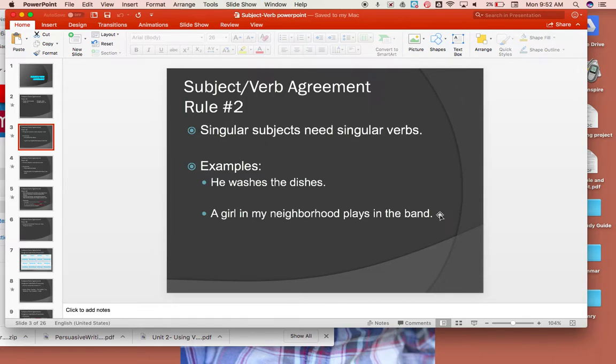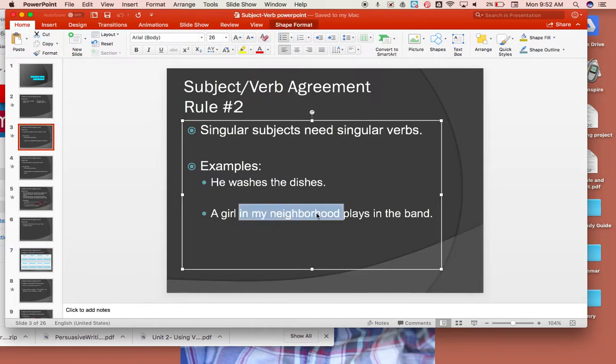Okay, this second sentence is very important. When you are looking at a sentence on your test or wherever it might be, if you have a prepositional phrase, which we know if it's between our subject and our verb, that's called an intervening phrase, you do not look at the object of the preposition. You find your subject. So in my neighborhood is a prepositional phrase or an intervening phrase. So my subject is actually girl. Girl is singular, so I have to choose a singular verb. Plays is singular. It ends in S.